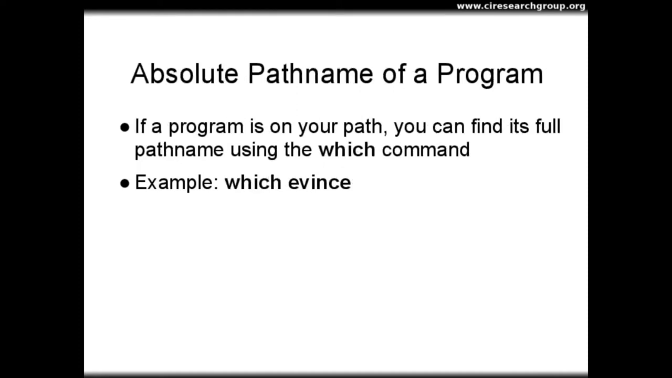It's also possible to find out the absolute path name of an installed program to see where it actually resides on the file system. This is done with the which command. For example, typing which evince should display /usr/bin/evince on most Linux distributions, provided, of course, that software is installed.